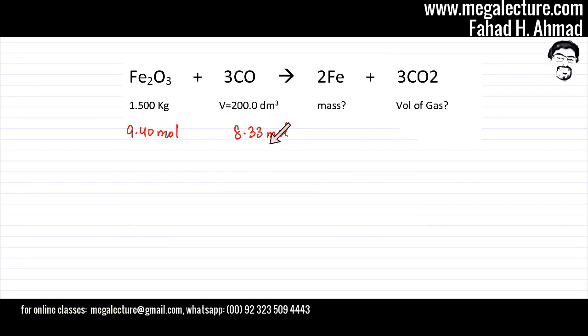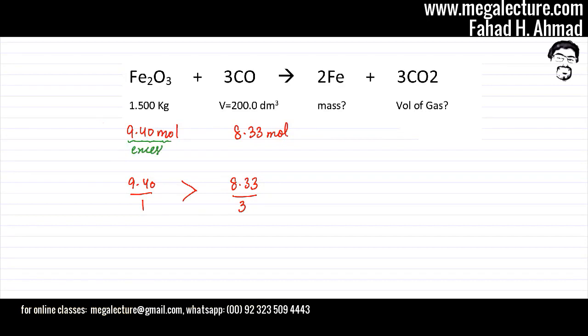Now, what if one of the reactants is in excess? I need to figure out which one is the excess reactant. The simple method is to take 9.40 moles and divide it by the ratio in the equation, which is 1, and do the same for 8.33 moles, dividing by the ratio in the equation, which is 3. Then see which of the 2 values is bigger. In this case, the bigger value is the first one, so that indicates that 9.40 moles is in excess.